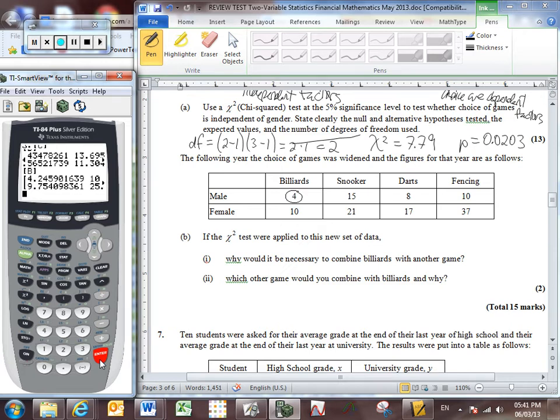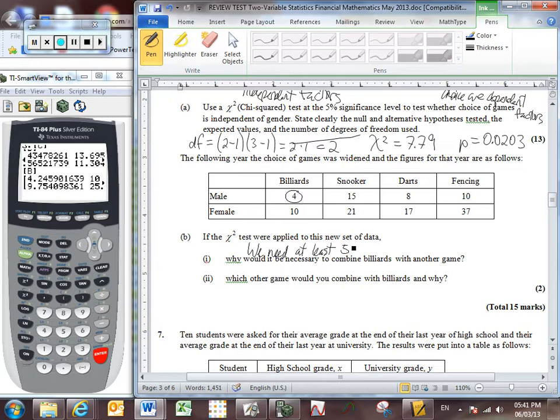I'm pretty sure you need to look at the expected values. And if you have any expected values less than 5, that's a problem. It means that the chi-squared test is no longer going to be reliable. So that's why it's necessary to combine billiards with another game. You can say something like, we need at least 5 people in every cell? I don't know. I guess so.